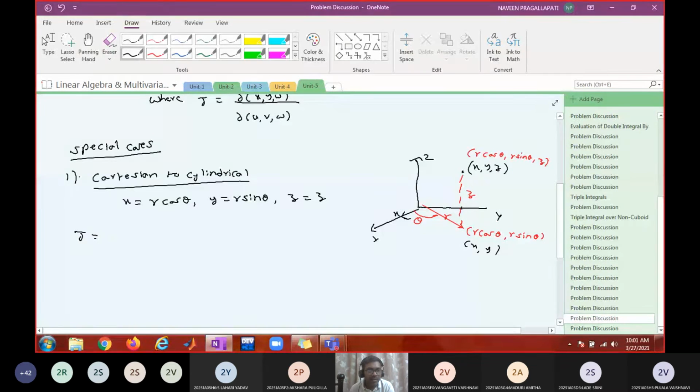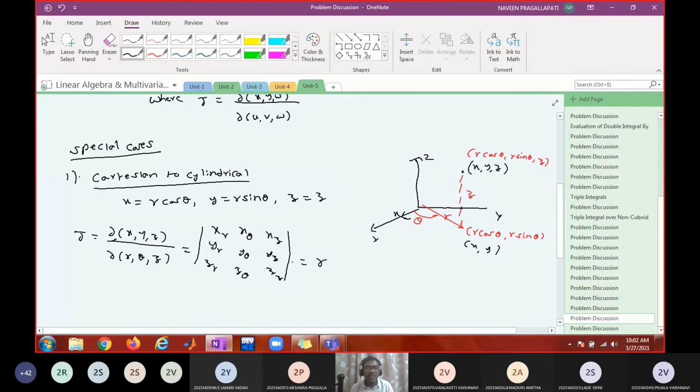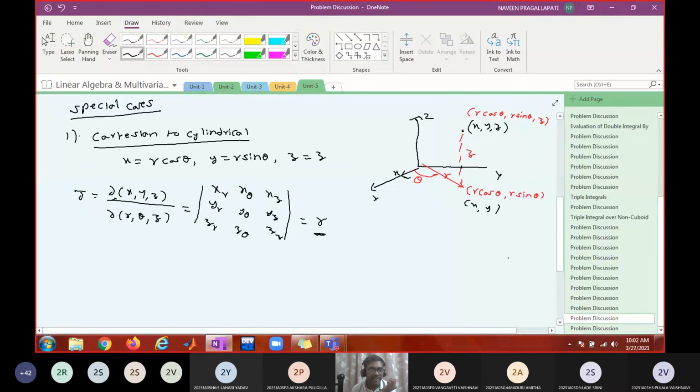Jacobian is dou of x y z by dou of r theta z, sorry, r theta z. This is nothing but the determinant of xr, x theta, xz, yr, y theta, yz, zr, z theta, zz, which is equal to r, which is nothing but r only. I think I told you to do this in Jacobians when you are doing problems. I gave it as an exercise.